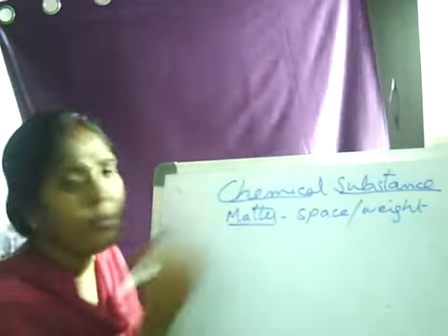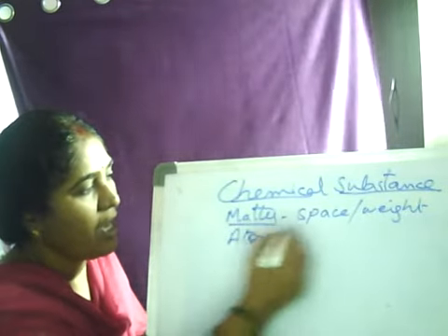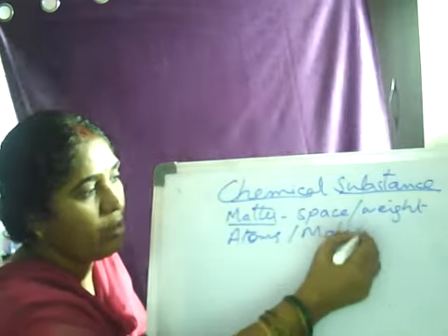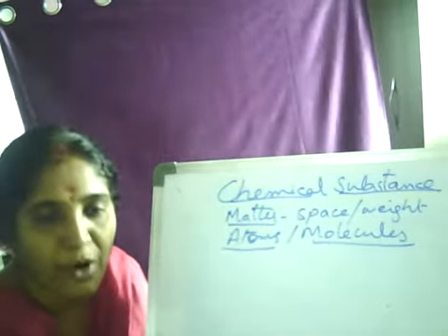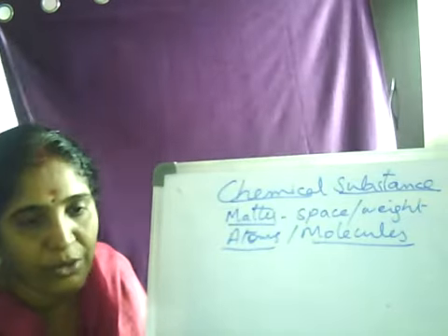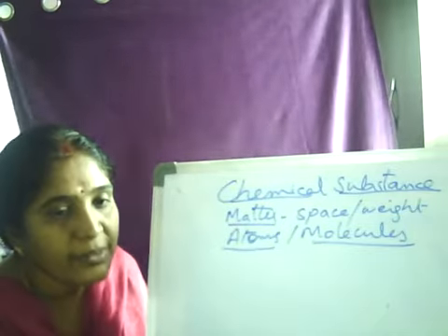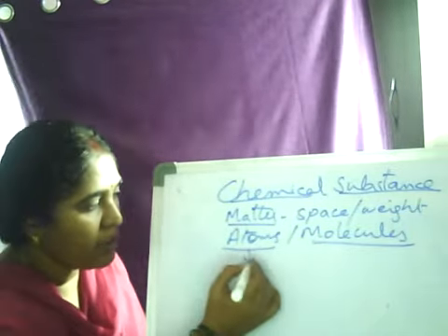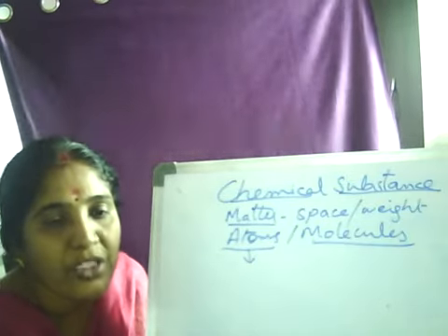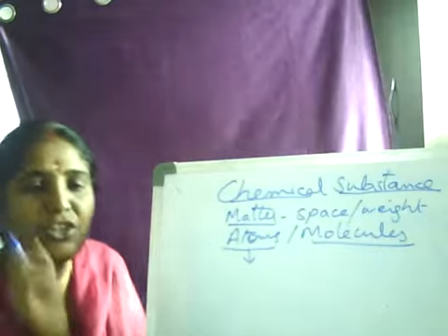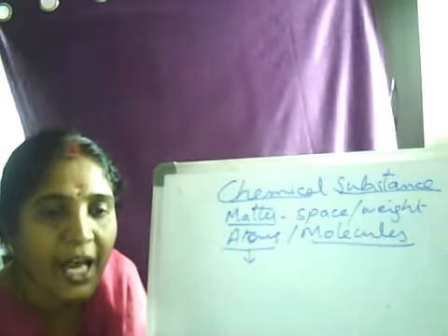Now, what is matter made up of? It is made up of atoms and molecules. Heard about these words? Fine. Matter is made up of atoms and molecules. Now, what are atoms? Atoms are the units of matter. That is, the smallest particle of matter is what is referred to as atoms.